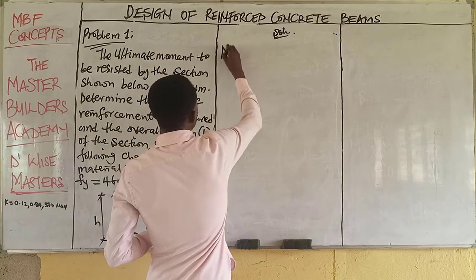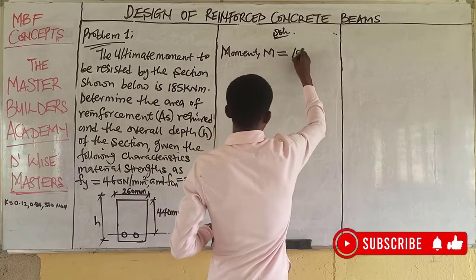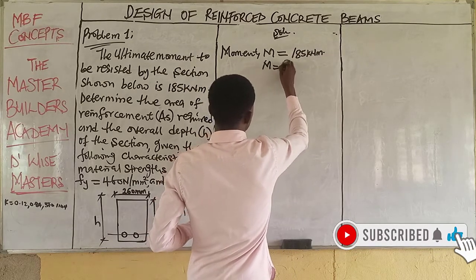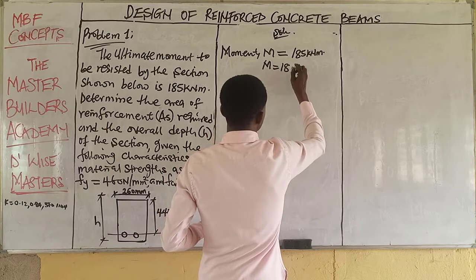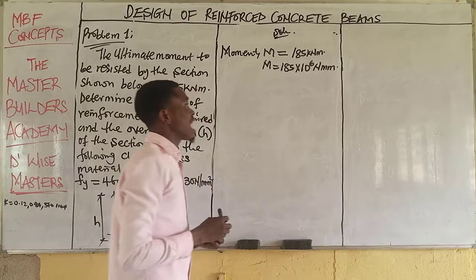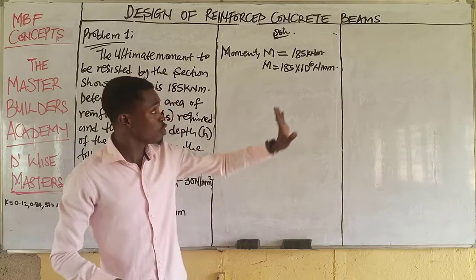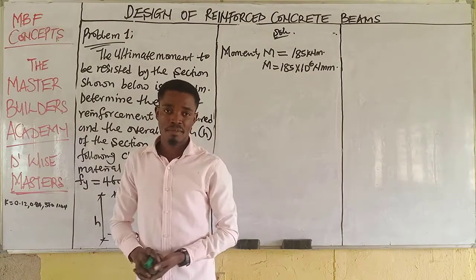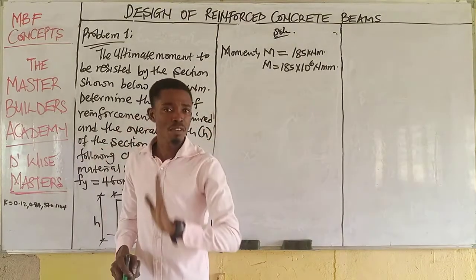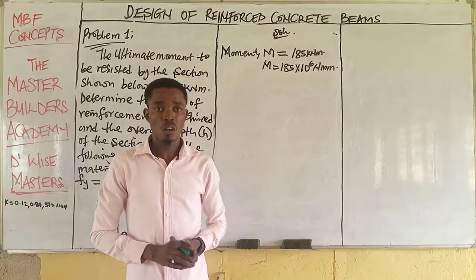Now we have moment at 180 kilonewton meter, and this is equivalent to 180 multiplied by 10 raised to the power 6 Newton millimeter. So anytime you are solving with moment in design, you must convert to this unit, Newton millimeters. And to convert from kilonewton meter to Newton millimeters, you simply multiply the given value by 1 million, which is exactly the same as 10 raised to the power of 6.